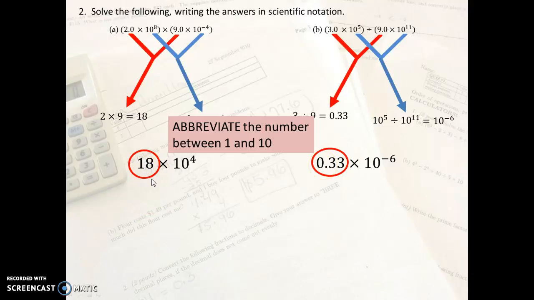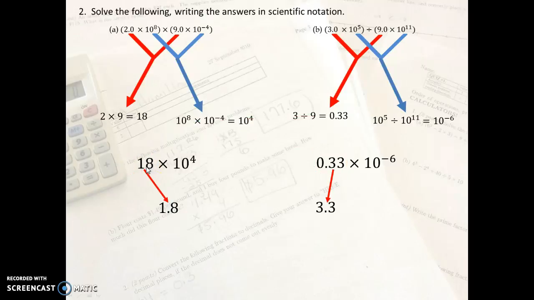Let's convert them. Let's take 18, and I put the dot in. We saw that process before. I take 0.33, and I move the dot just a little bit. In both cases, now I'm between 1 and 10, but what do we do to the exponent? We just switched one number. We got to switch the other, right? This is what we're doing.